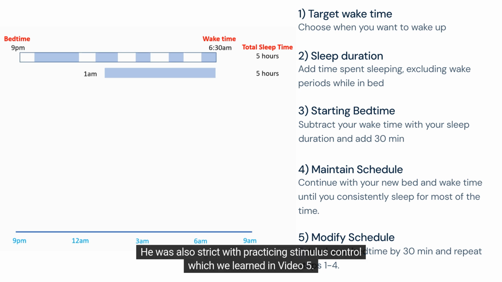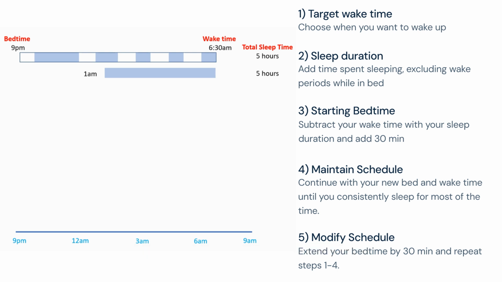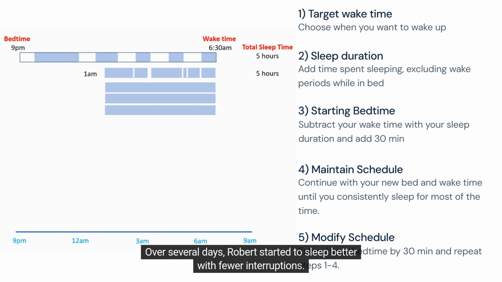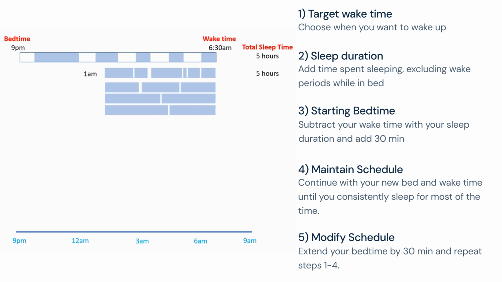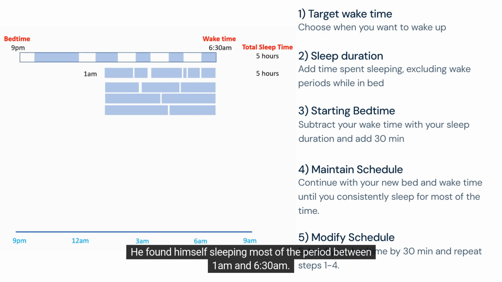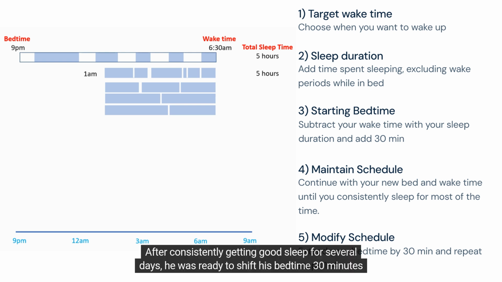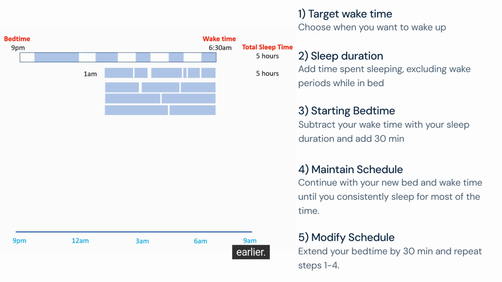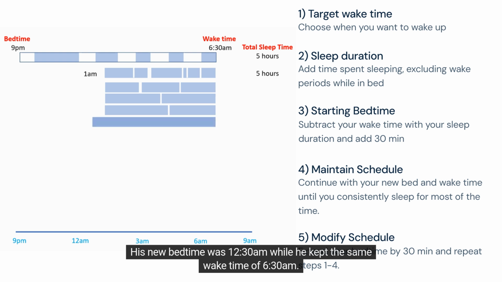He was also strict with practicing stimulus control, which we learned in video 5. Stimulus control emphasizes not laying in bed awake for too long. Over several days, Robert started to sleep better with fewer interruptions. He found himself sleeping most of the period between 1 a.m. and 6:30 a.m. After consistently getting good sleep for several days, he was ready to shift his bedtime 30 minutes earlier. His new bedtime was 12:30 a.m., while he kept the same wake time of 6:30 a.m.